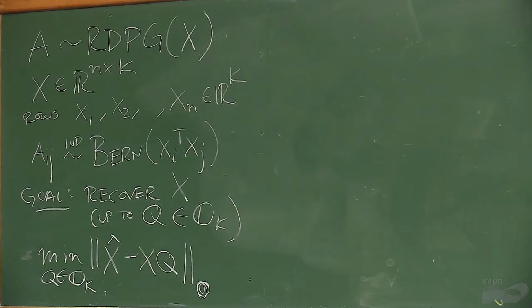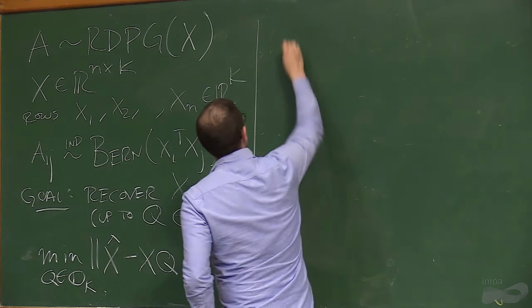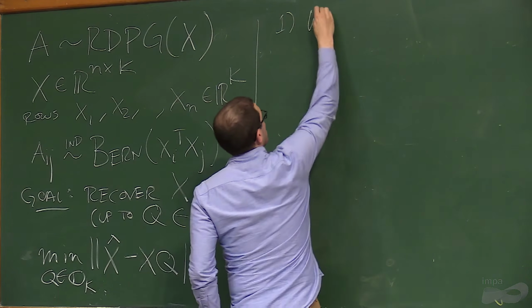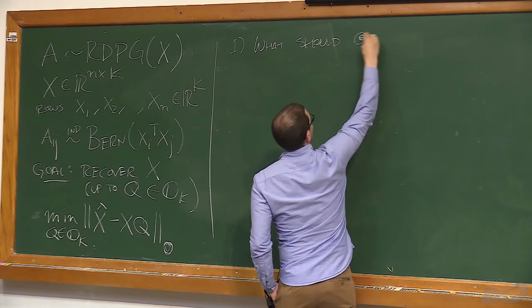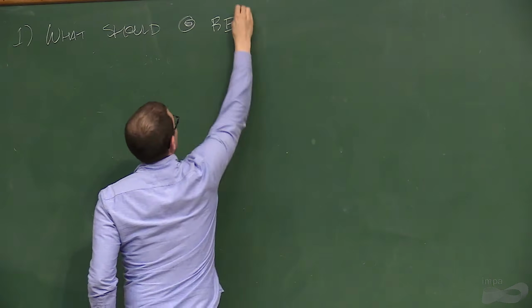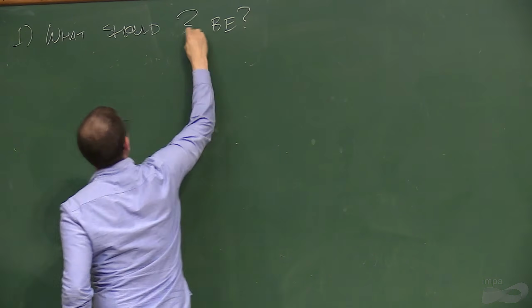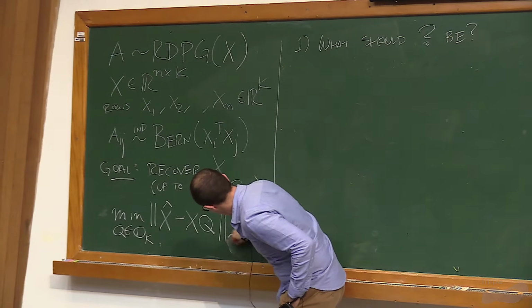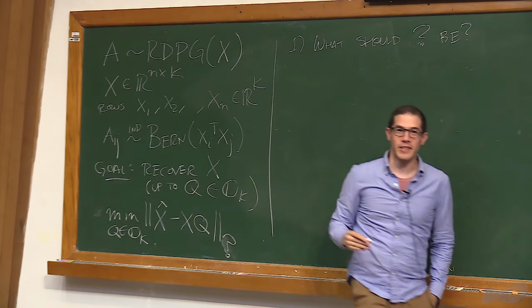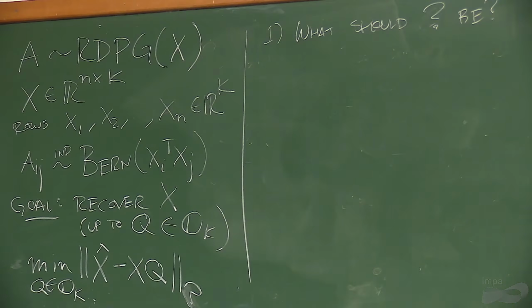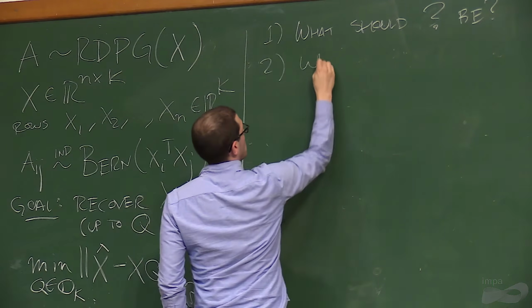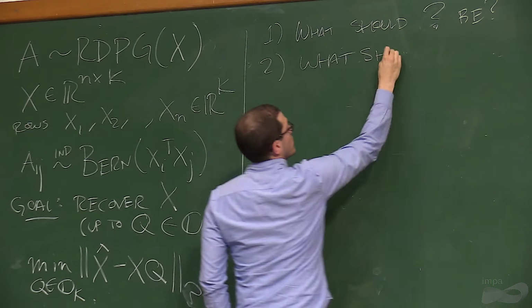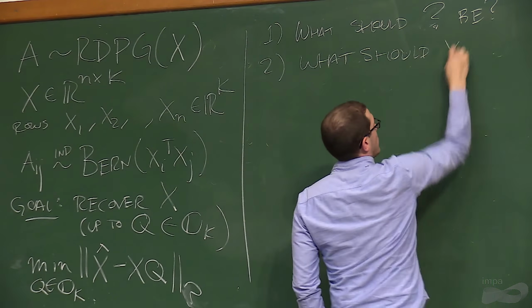Okay, so two questions. One, what should the norm be? Okay, you know what, how about question mark? I'm defining a new norm, it's called the question mark norm, and we will decide what question mark is in a minute. So first question, what should that be and why? And two, what should x hat be?